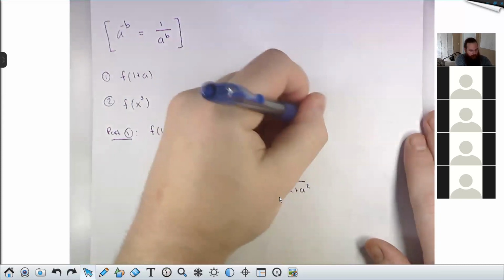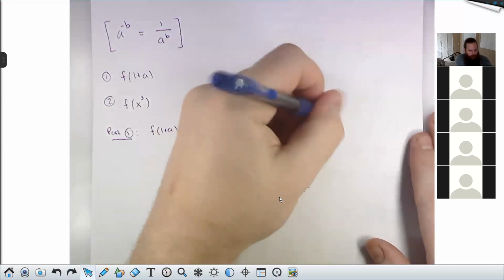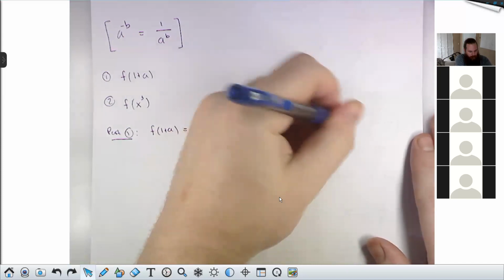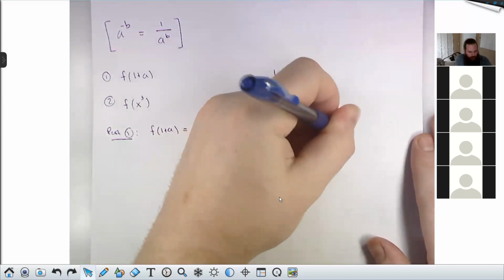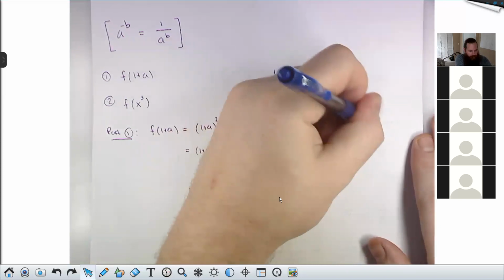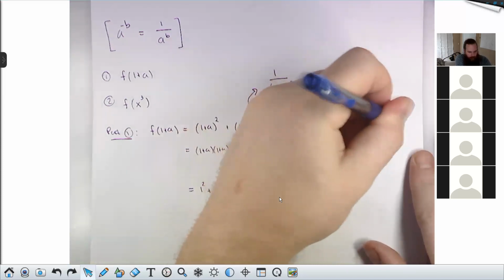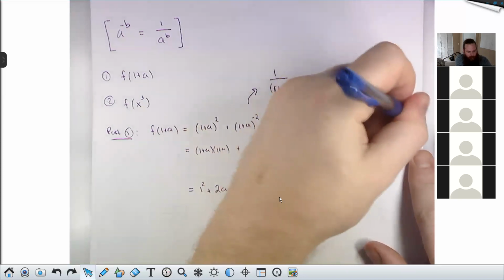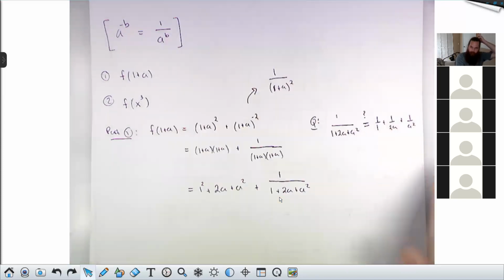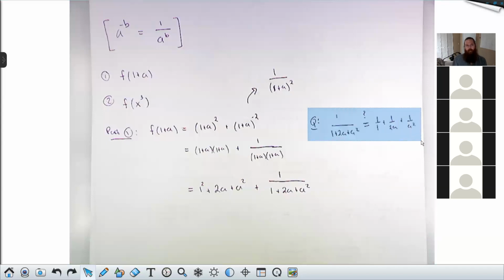Quick question. Is 1 over 1 plus 2a plus a squared the same as 1 over 1 plus 1 over 2a plus 1 over a squared? Can I split up fractions across their denominator like that? Is this kosher?